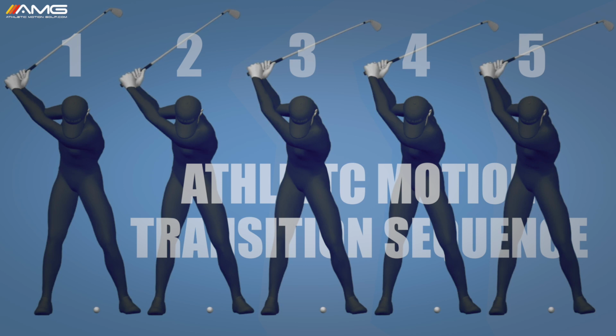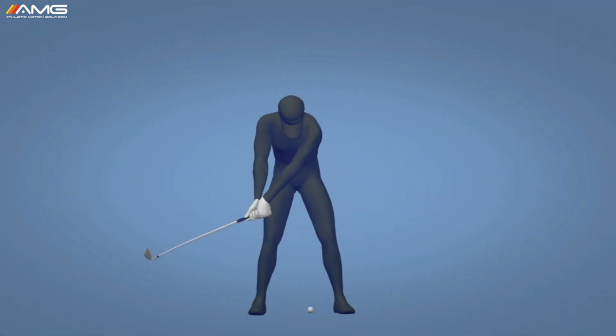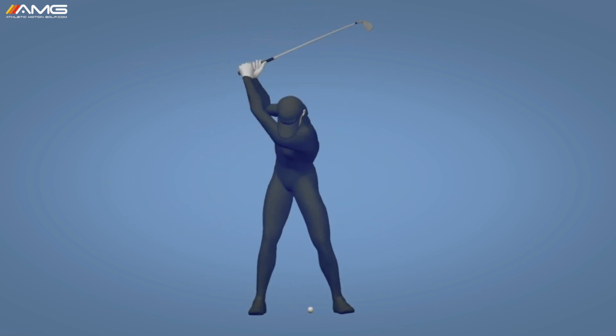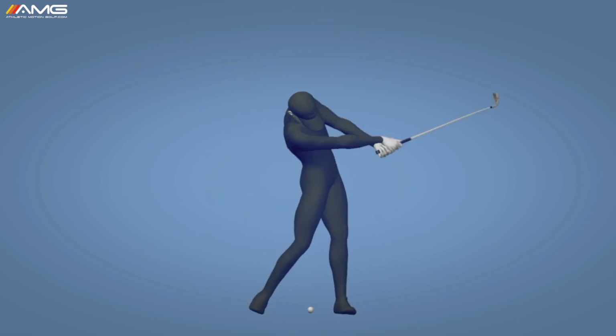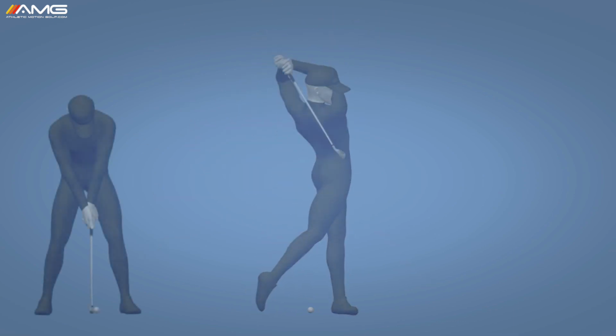To get a perspective on it, let's look at this pro's golf swing at full speed, so we can get a sense for not only how fast the swing is, or how little time it takes to make the golf swing, but also how relatively short that window is for a transition sequence.